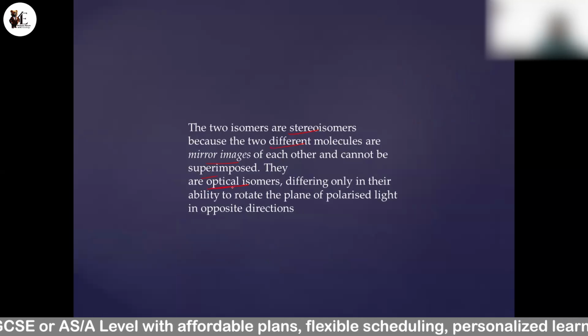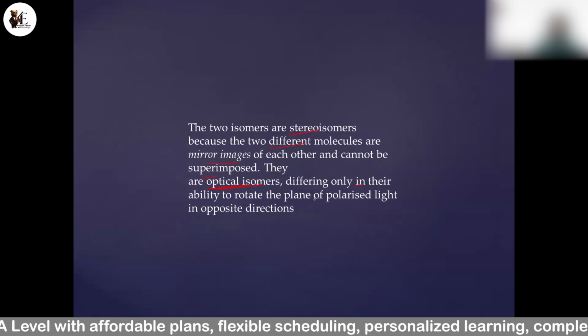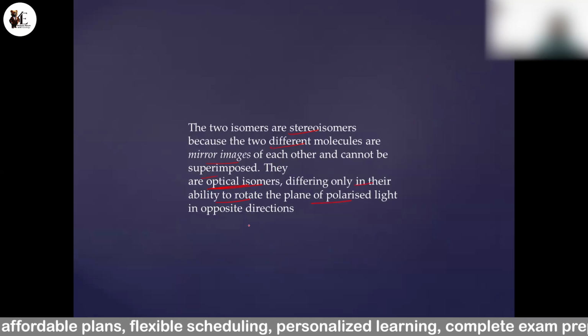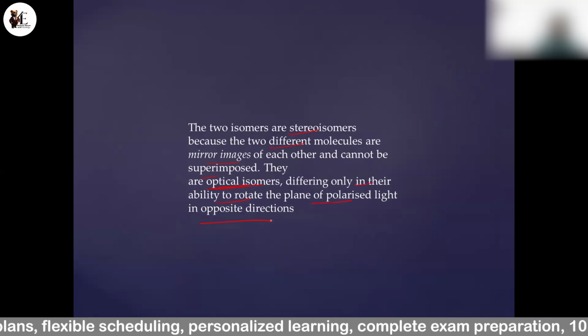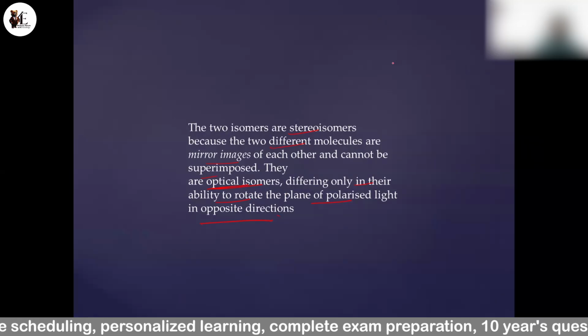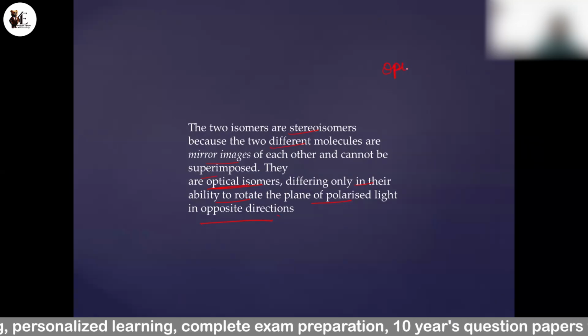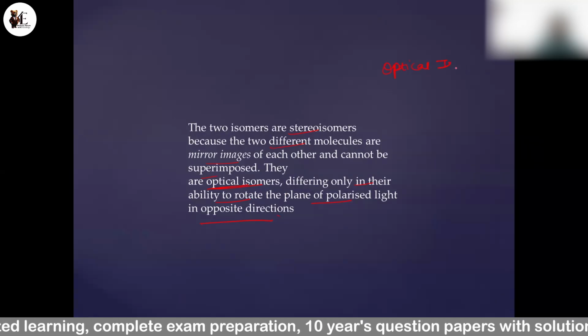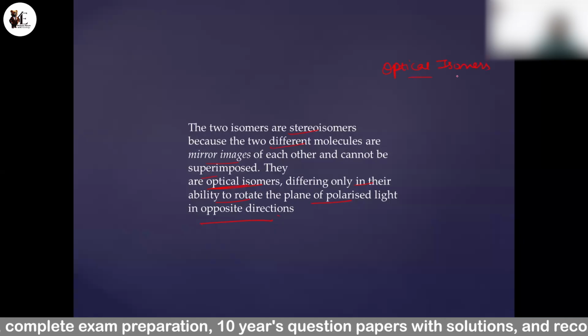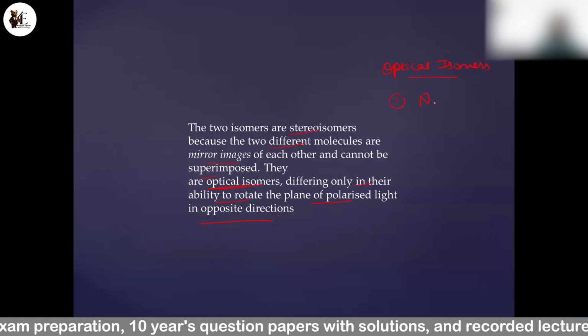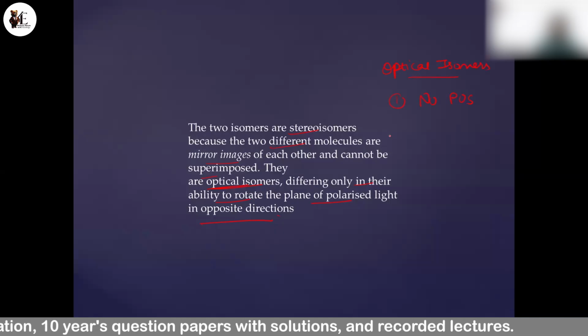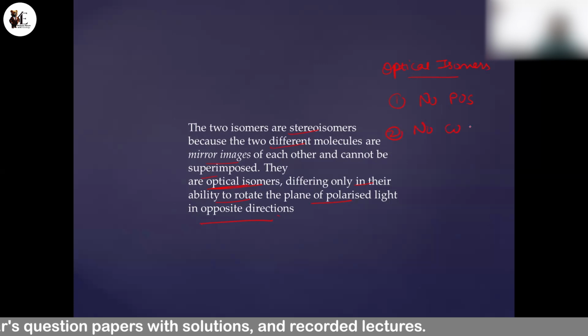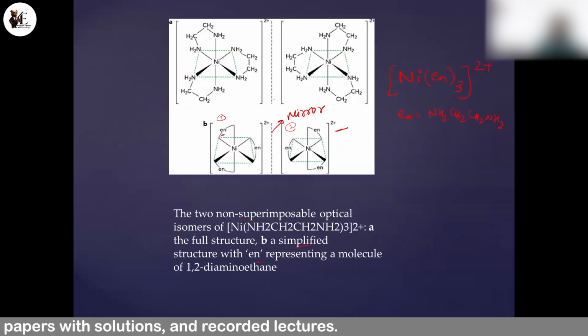Optical isomers are those substances which differ only in their ability to rotate the plane of polarized light in opposite directions. So in optical isomers, you have to remember two things. If anything is optically active, that means there should be no POS, no plane of symmetry, and there should be no COS, no center of symmetry. So you can see here how you can cut a plane. If you cut a plane, that means the molecule is divided into two equal parts.